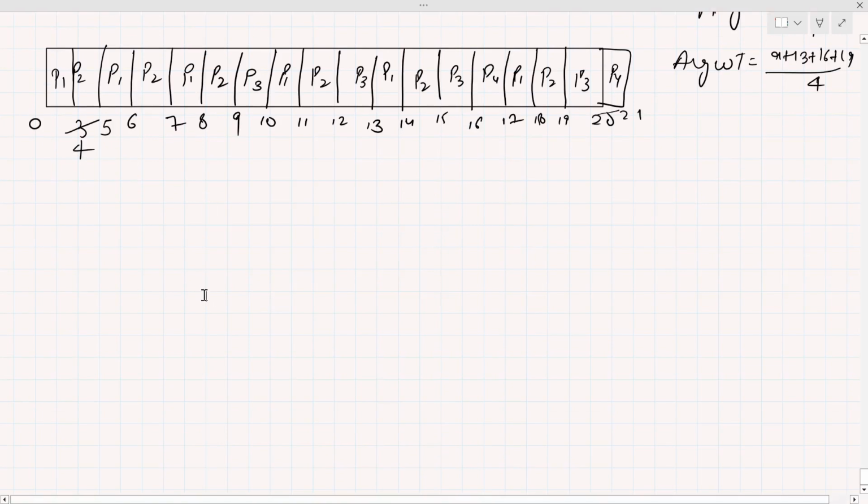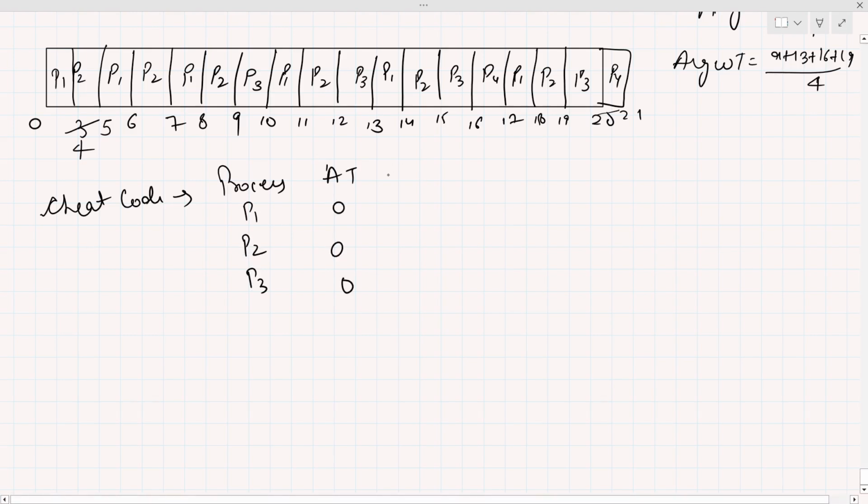Okay, so wait a minute. So what is a cheat code? A cheat code is like this: let's say we have processes P1, P2, P3, and the arrival time is 0, so all the processes are available, and the burst times are 3, 5, 4.